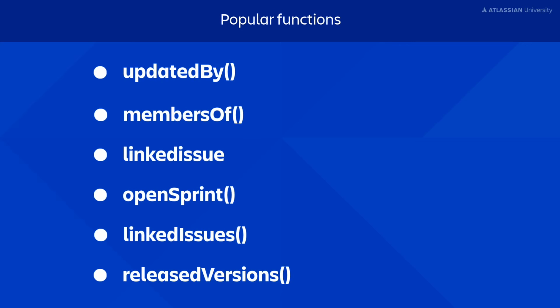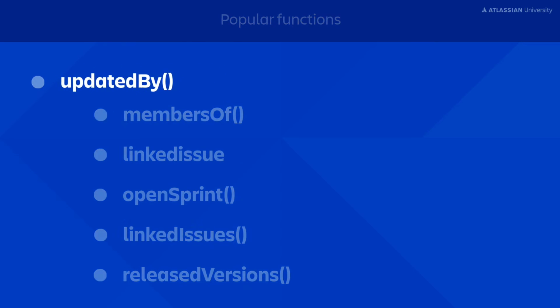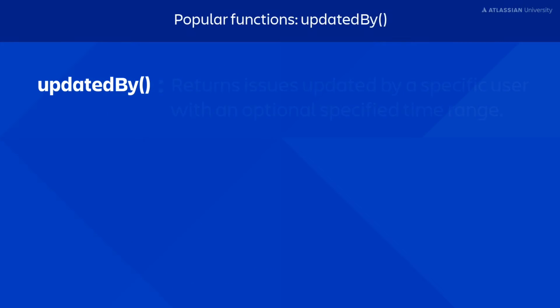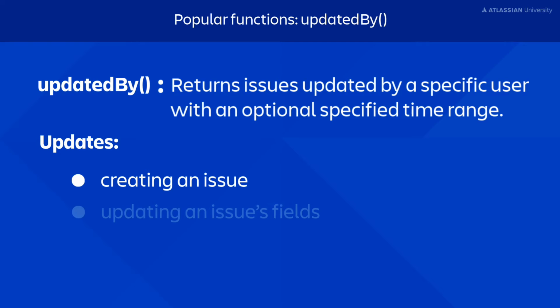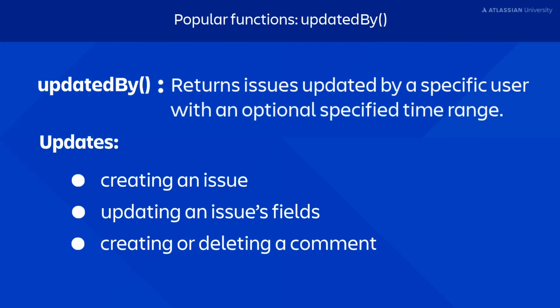There are many other useful functions you can use in your Jira queries. Here are some of the most popular ones. The updatedBy function returns issues that were updated by a specific user. You can also add a specified time range if you like. An update, in this case, includes creating an issue, updating any of the issue's fields, creating or deleting a comment, or editing a comment.